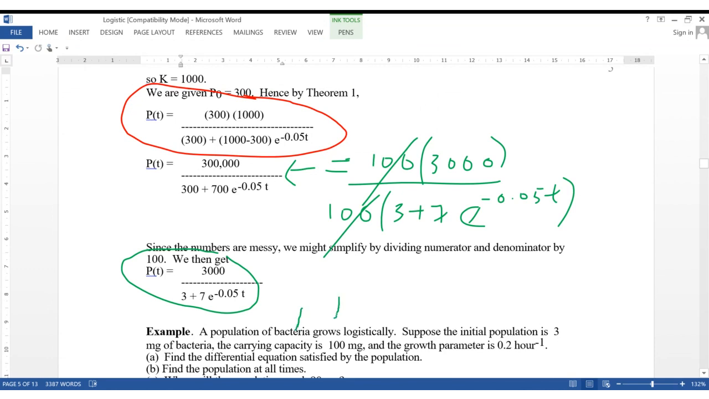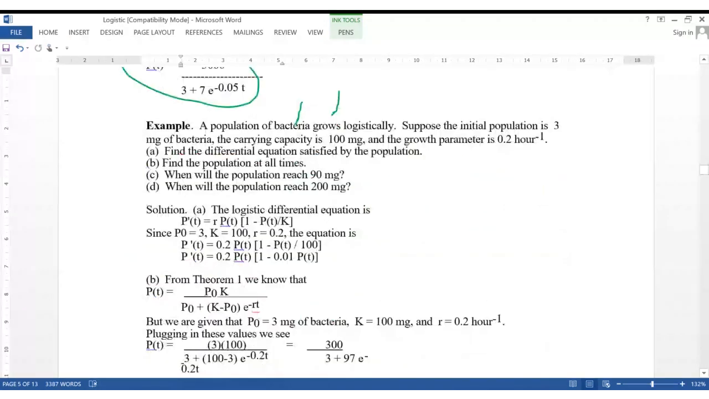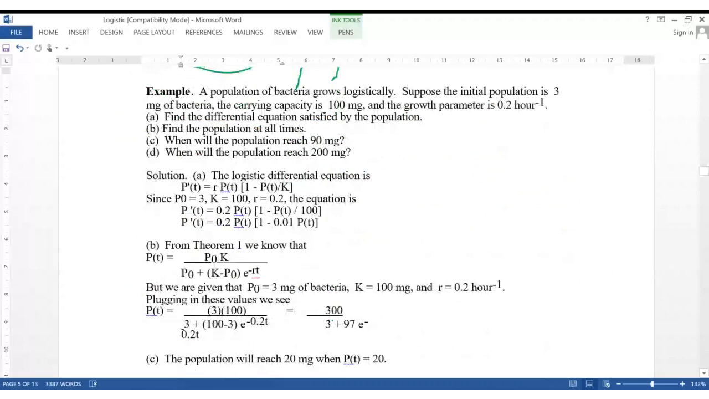So another question: the population of bacteria grows logistically. Suppose the initial population is 3 milligrams of bacteria. The carrying capacity they're giving us as 100, and the growth parameter is 0.02. Find the differential equation satisfying the population.